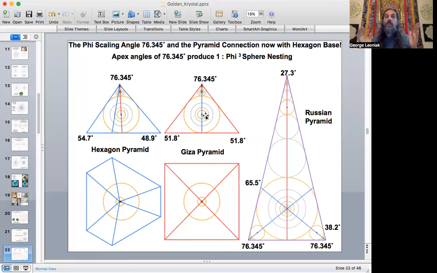And what this showed me was, you know what? It's not so important what the base angle is, 51.8273. That only shows you if you want a perfectly square base like that. But if your pyramid tilts like this, as long as you maintain the top angle, 76.345, even on this, which has angles of 65.5 and 38.2, this is really tilted, you're still going to be able to put the two spheres in there that are 1 to phi cubed. All right, I'm going too far into this one, but that was a really interesting part of this new pyramid.